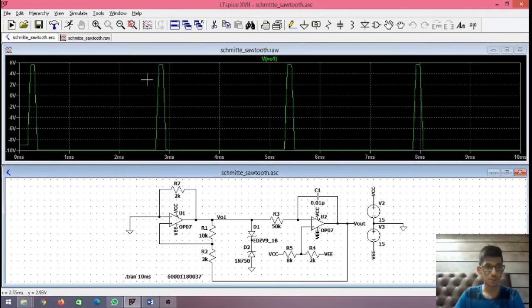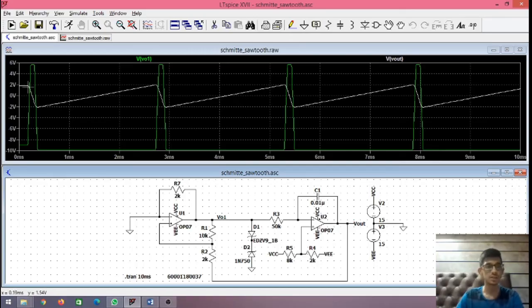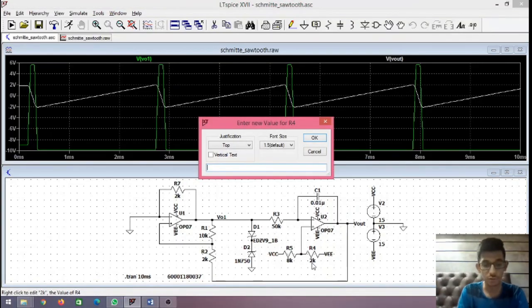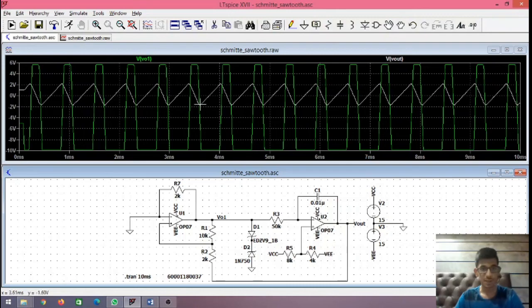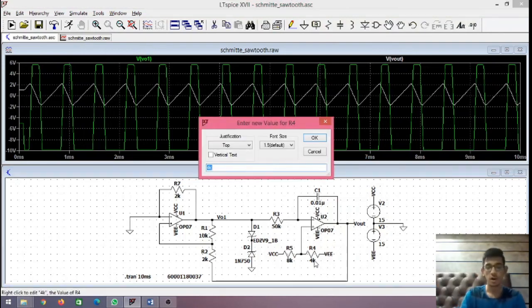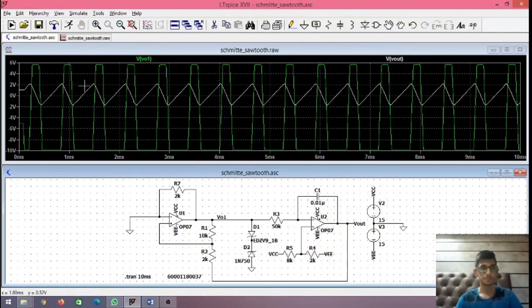So these are the positive spike trigger pulses which we get, and then after passing through this integrator, this is the sawtooth wave which we get. Now the rise time and fall time of this wave is decided by this connection, this potentiometer here. If we change the values here to 4K, we can see that the time changes. So for a sawtooth wave, these values are appropriate.